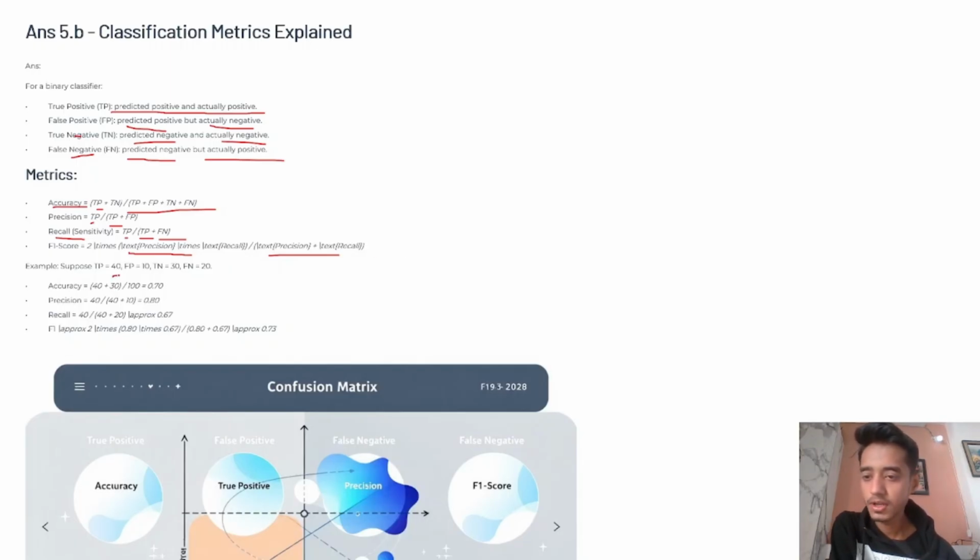Example: suppose TP is 40, false positive is 10, true negative is 30 and false negative is 20. So accuracy will be 40 plus 30 divided by 100, which is 0.7, and precision will be 0.8, recall will be approx 0.67, and F1 score will be approx 0.73.